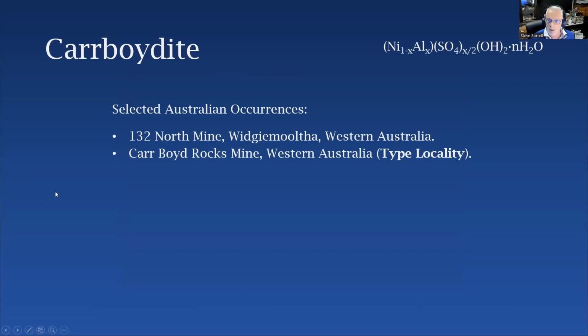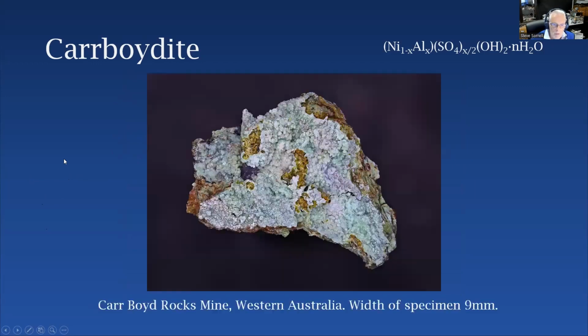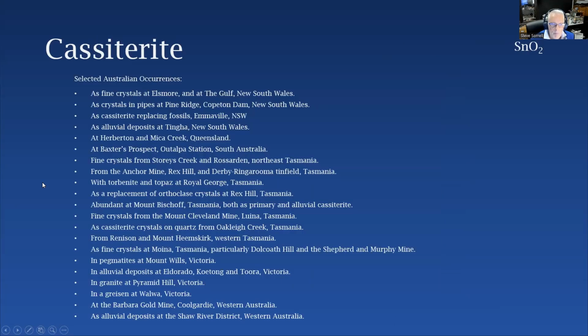Carrboydite is a nickel sulfate, and the type locality is the Carr Boyd Rocks mine in Western Australia. There's a few nickel deposits over there, very old rocks. And carrboydite occurs as a secondary mineral. It's not necessarily that attractive. This one's sort of a greyish green colour, botryoidal coating, but it does occur as brighter green at times.